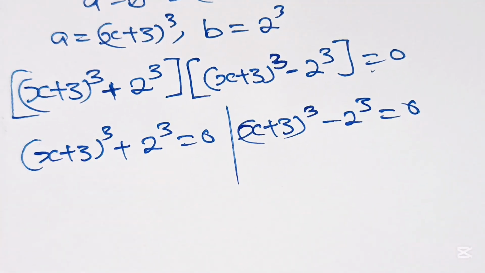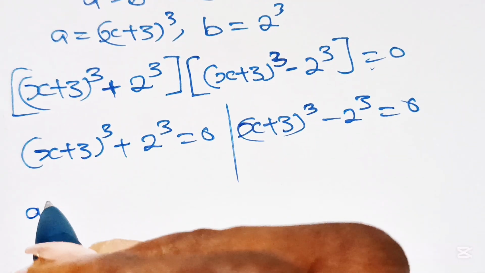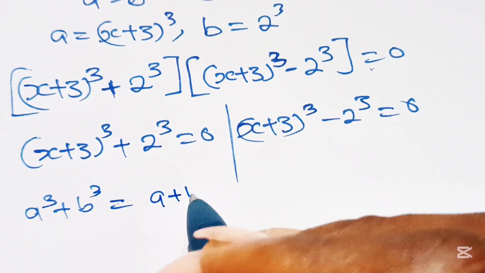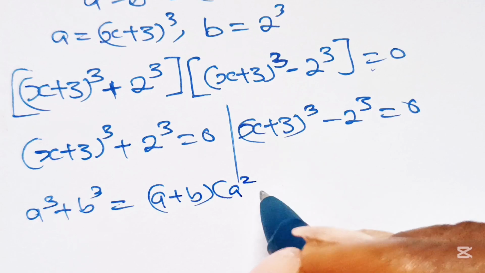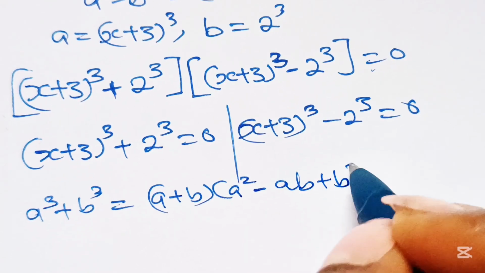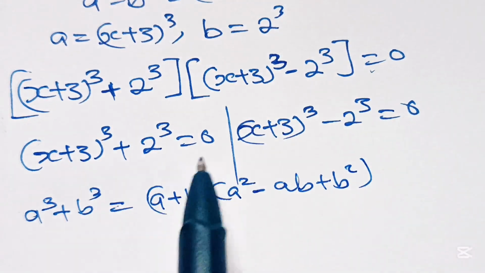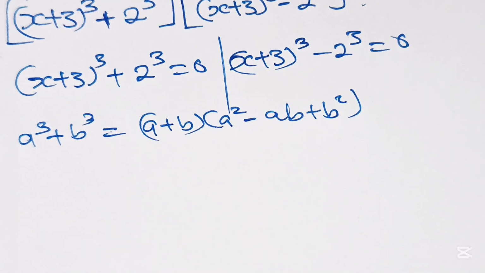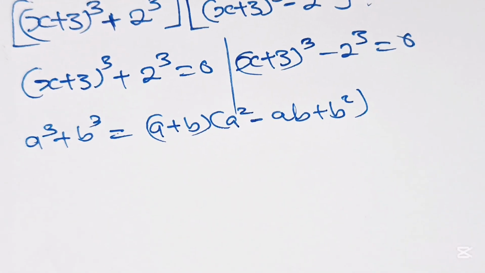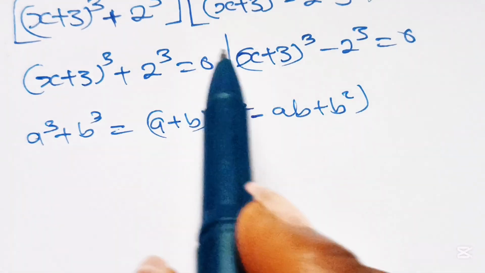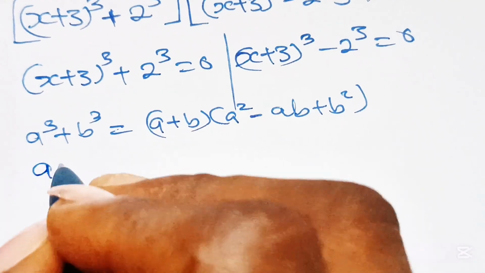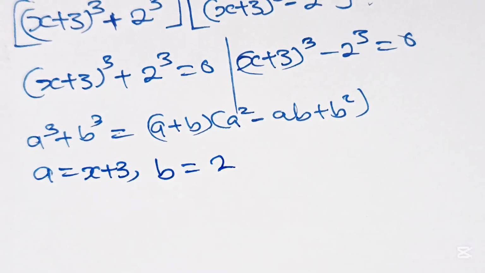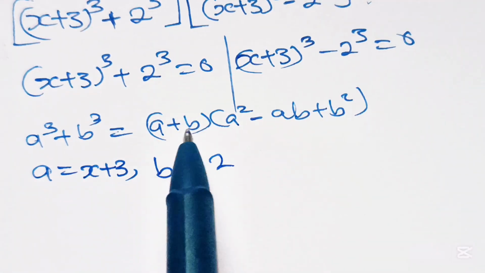Now for this side, note that a³ + b³ is equal to (a + b)(a² - ab + b²). Okay, so let's solve this first, then we come back for this. Remember that we are looking for the 6 values of x and we are going to get them in a jiffy. So let's expand this in this form, where our a is equal to x + 3 and our b is equal to 2. So let's substitute these values into this place.